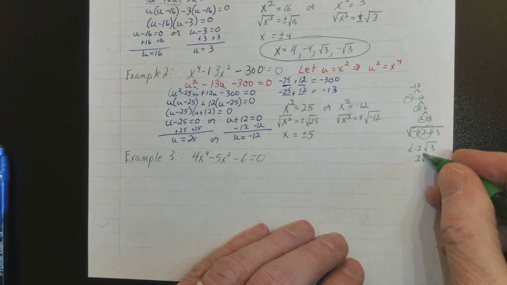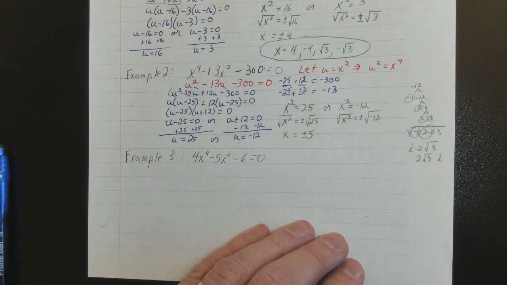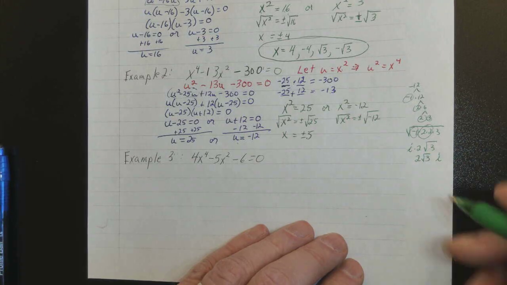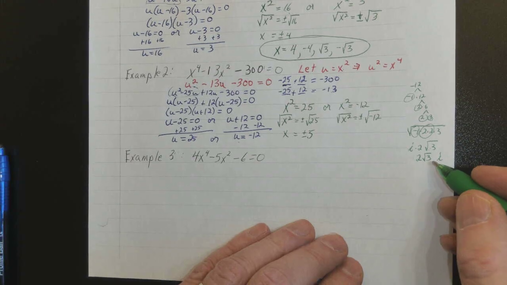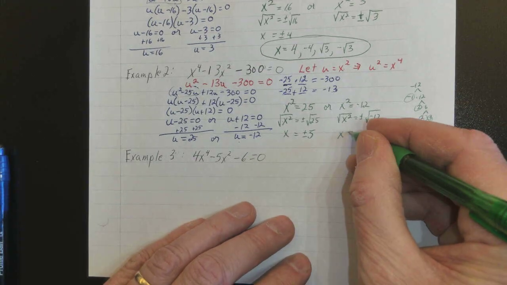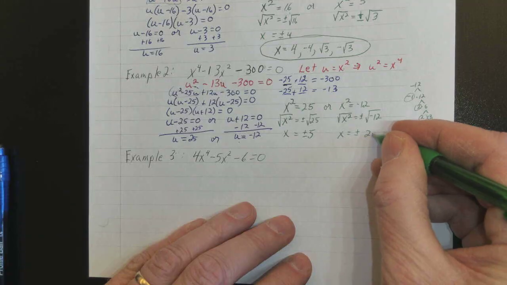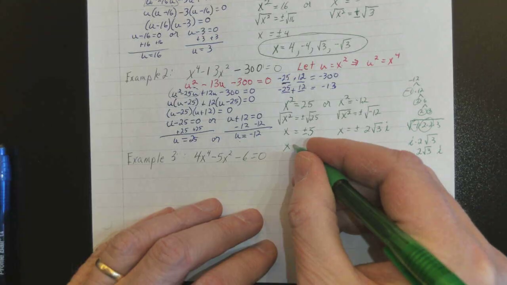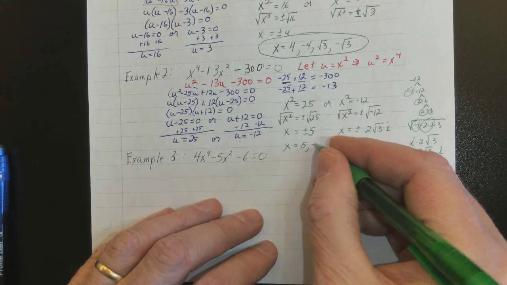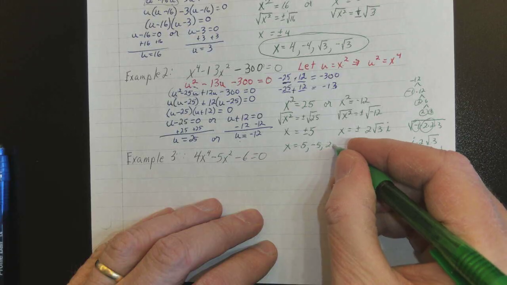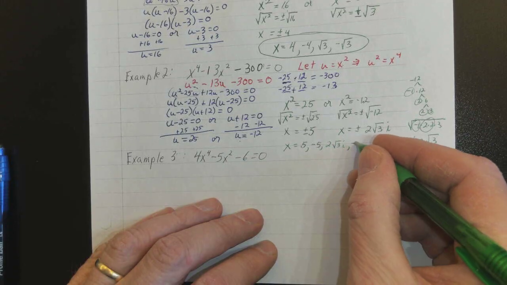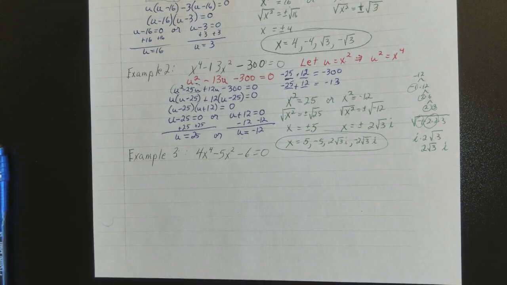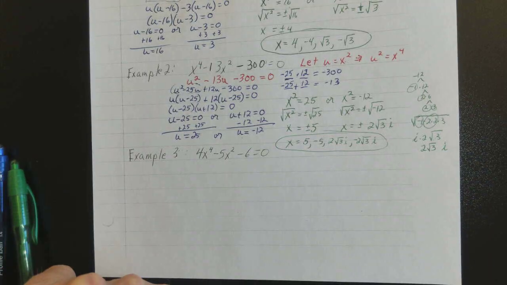I'm going to rewrite this as 2 square root of 3 i. Some people like to put the i right here between the 2 and the radical, and that's fine too. I'm going to write it this way. And I'm going to write x equals plus or minus 2 square root of 3 i. And then my solutions, listed individually, are 5, negative 5, 2 radical 3i, and negative 2 radical 3i. Any questions on that one?